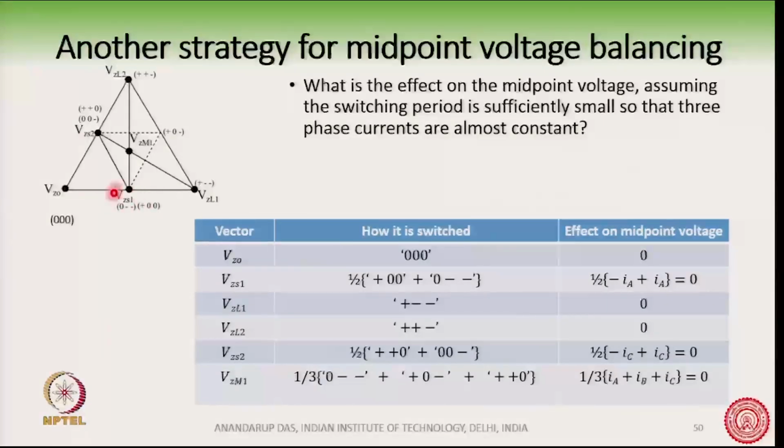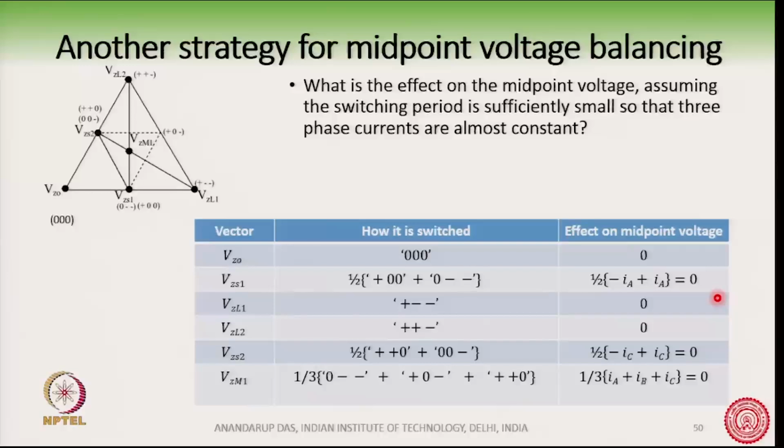If we use VZS1, as we have defined, VZS1 is defined as half of plus 0 0 and half of 0 minus minus, applying half of each of these switching states. In plus 0 0 we have seen that we have minus IA as the midpoint current, and with 0 minus minus we have plus IA as the midpoint current. So, if I apply this new vector VZS1, we will have a net current 0.